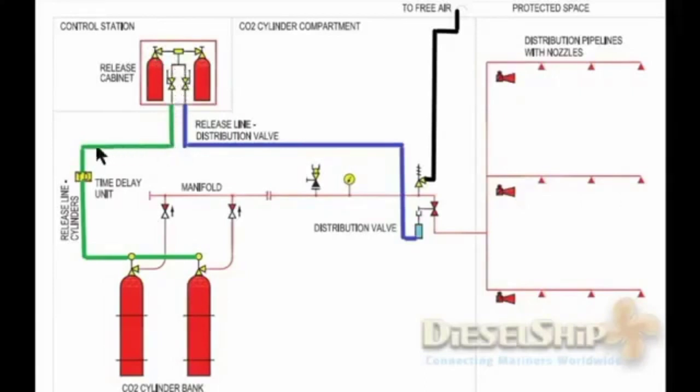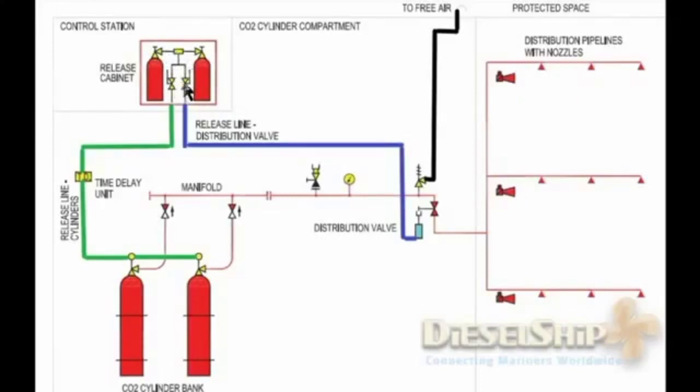One valve, if you follow the green line, goes and opens the main CO2 bottle valve mechanism. The other one, if you follow the blue line, goes and opens the main distribution valve, which is also inside the CO2 room. So once I open this valve, the CO2 from the bottle comes and stands over here.